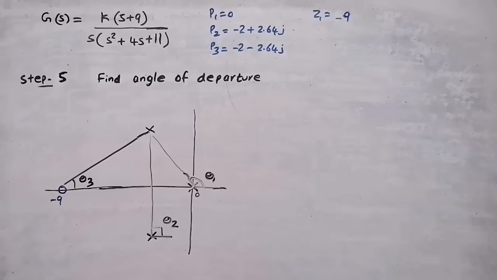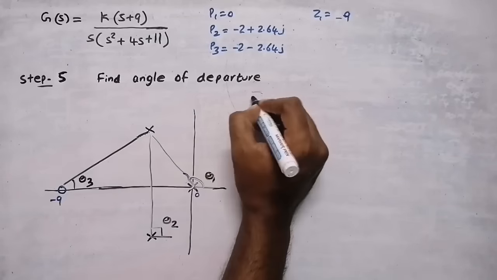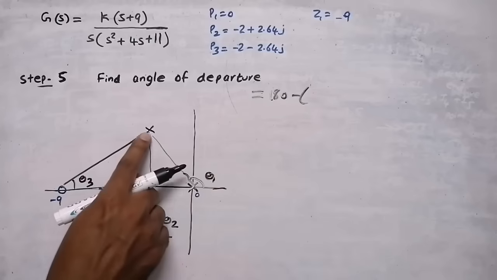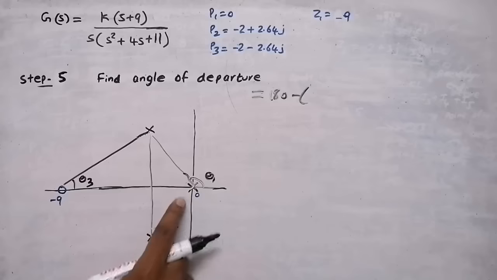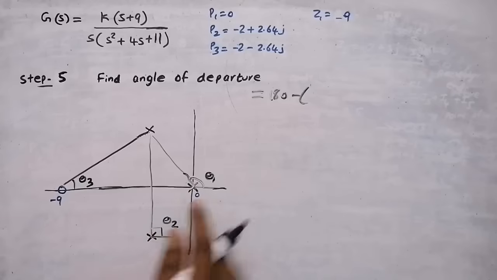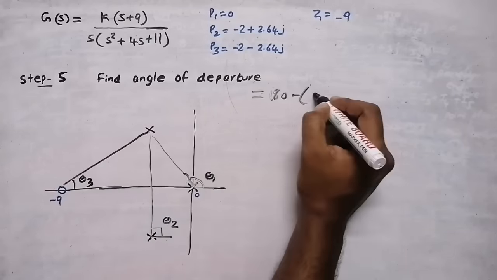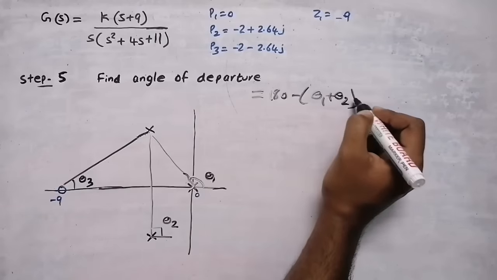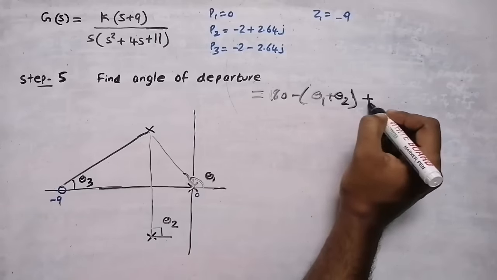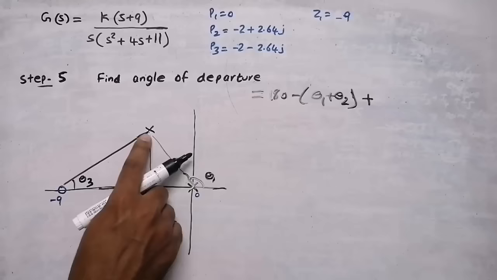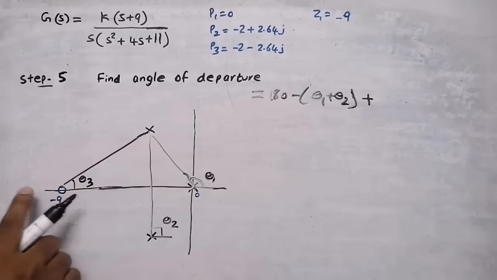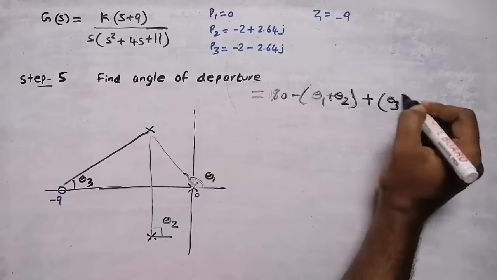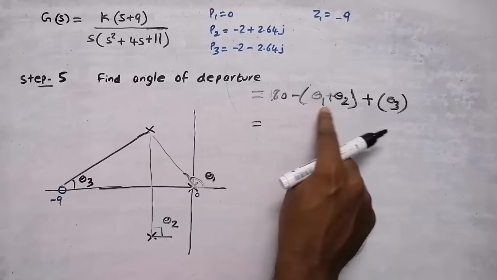For finding the angle of departure, the equation is 180 minus the sum of angles the complex pole makes with the remaining poles. The remaining poles are these two. For this pole the angle is theta 1. For this pole the angle is theta 2. So theta 1 plus theta 2, then plus the sum of angles the complex pole makes with the remaining zeros. Here there is only one zero and the angle is theta 3. So we need to find theta 1, theta 2 and theta 3.